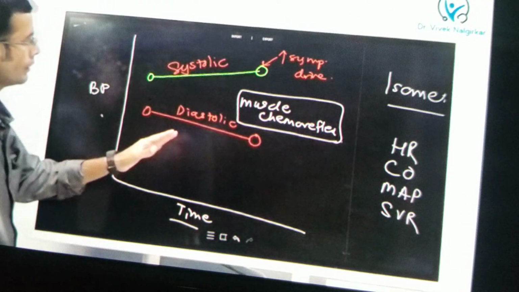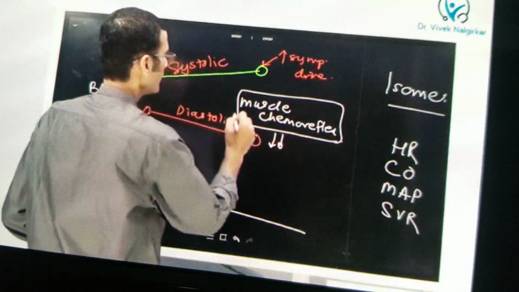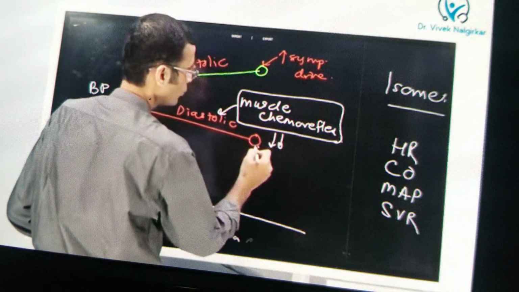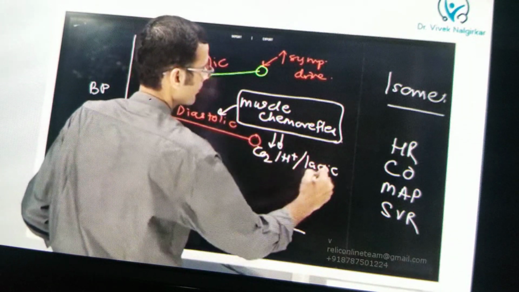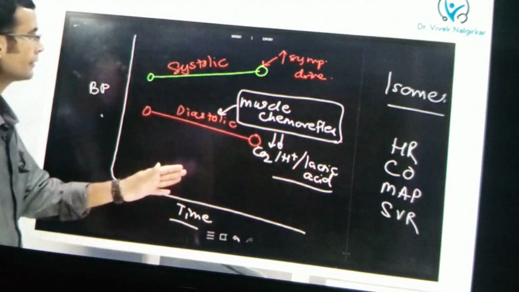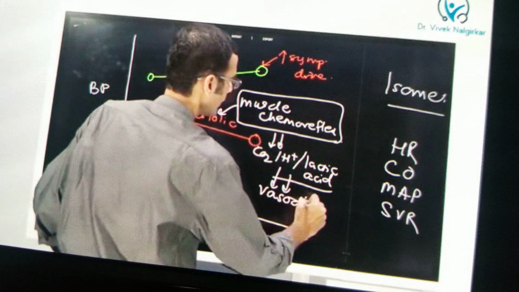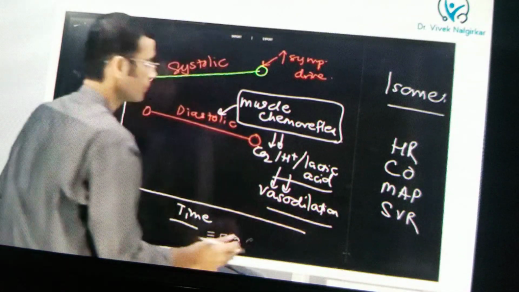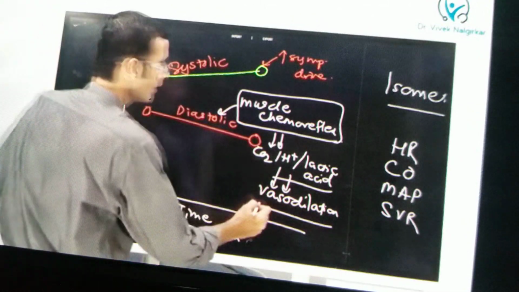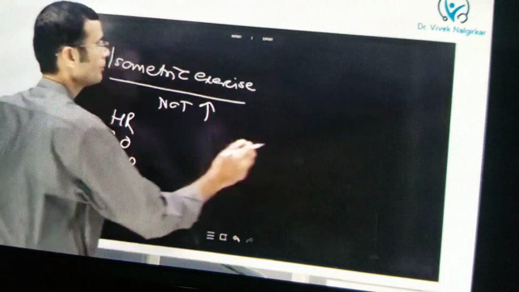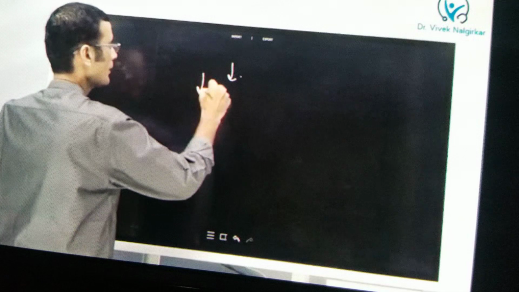The exercising muscles will release certain chemicals like CO2, H plus, lactic acid, and we've already seen that these chemicals are vasodilators. So they will cause local vasodilation. There would be dilation produced locally in the skeletal muscle. So skeletal muscle blood vessels are dilated. If the skeletal muscle blood vessels are dilated, that means there will be a decrease in peripheral resistance.